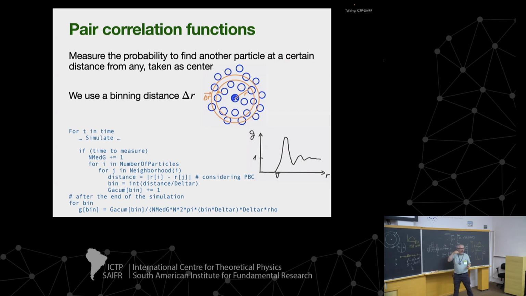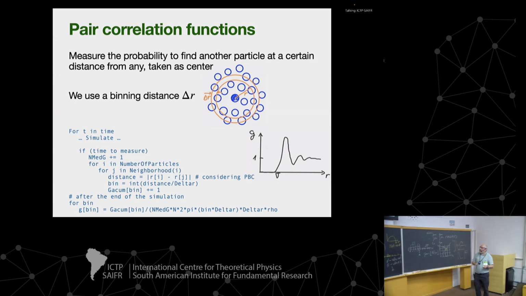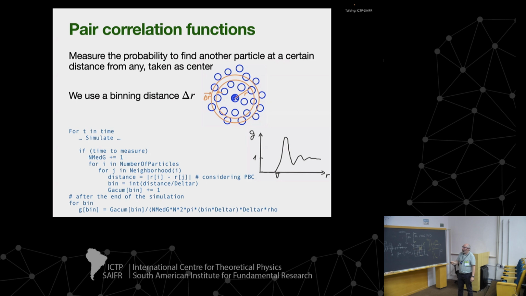Whatever. You start accumulating pairs at a given distance. Okay. And then, when you finish your simulation, at the very end of your simulation, you run over all the bins, and you take your accumulation, and you normalize to what?